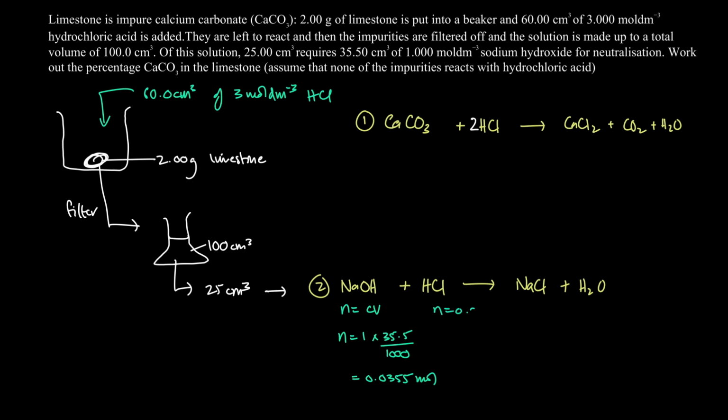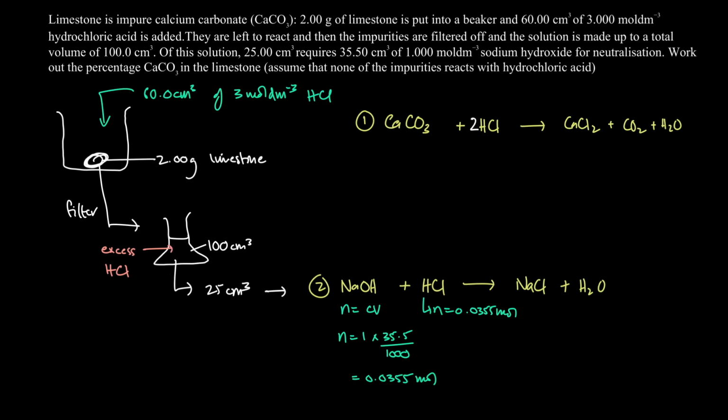We have 0.0355 moles of HCl, the same number of moles as sodium hydroxide. Now all the excess HCl left over from the first reaction was made up to 100 cm³ of solution, and 25 cm³ of that was reacted with sodium hydroxide. So in 25 cm³ of this solution we have 0.0355 moles.